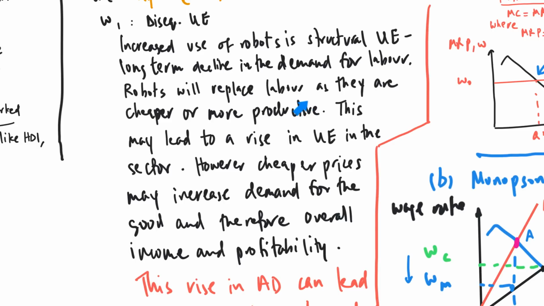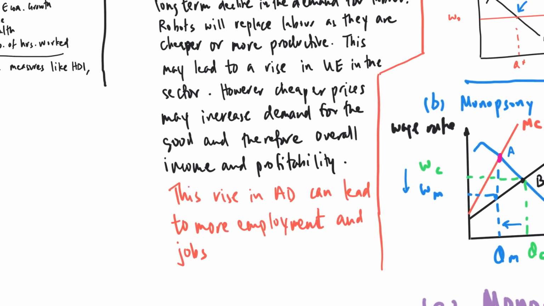However, if this use of robots will lead to cheaper prices, it may increase demand overall, which is good because more incomes will be generated and therefore more profitability will happen, and this increased prosperity can lead to a rise in AD and therefore can also create more jobs, if not in one sector but in other sectors.